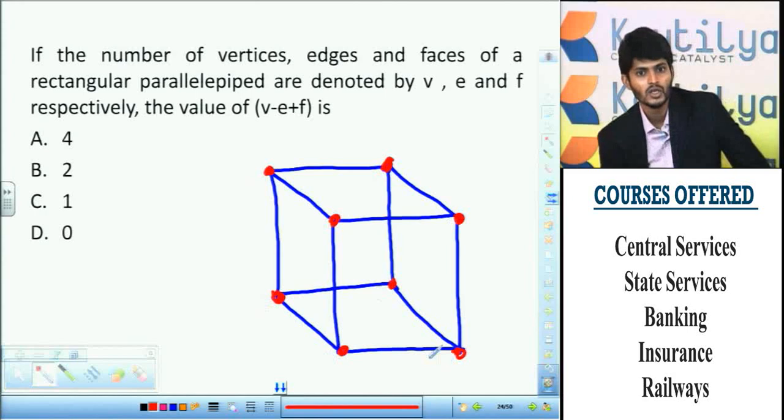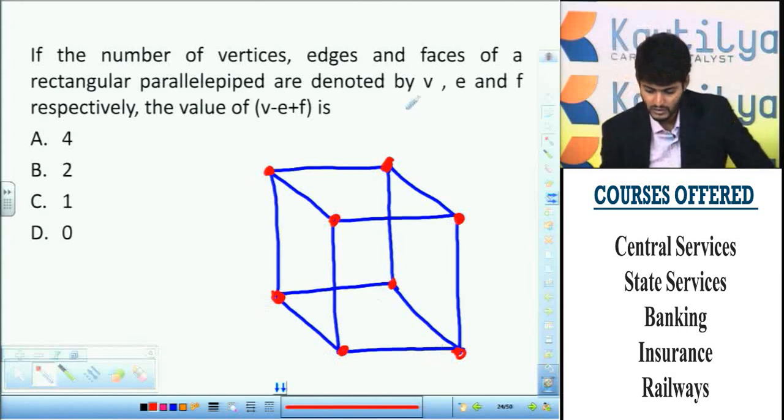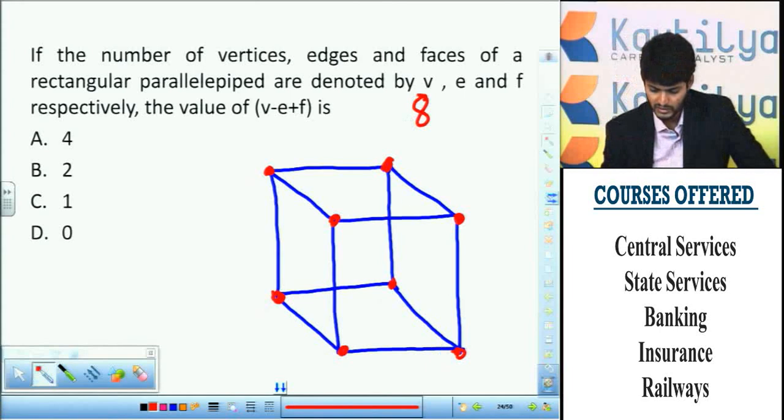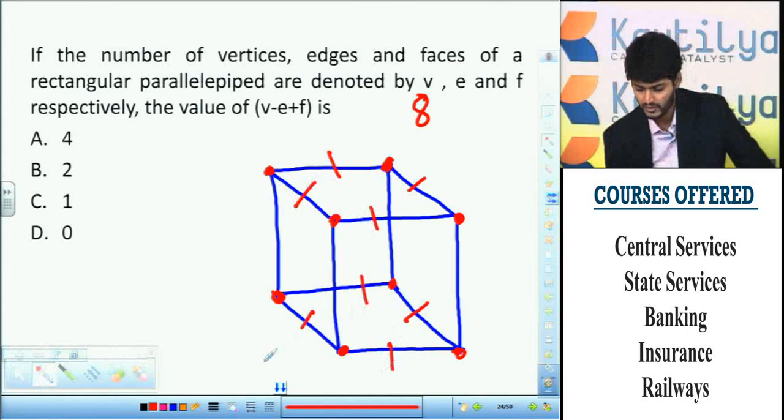You have 8 corners, or you can call them vertices, A, B, C, D, E, F, G, H. So your V will be 8 in the given problem. Okay. Now coming to your next one, which are called edges. Now you can see similarly if I want to mark the edges, 1, 2, 3, 4, right, 1, 2, 3, 4. So 4 on the top, 4 on the bottom, 2 on each side, because you cannot have repetition. So the number of edges will be 12.